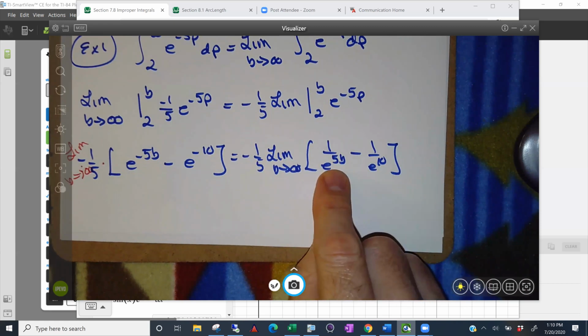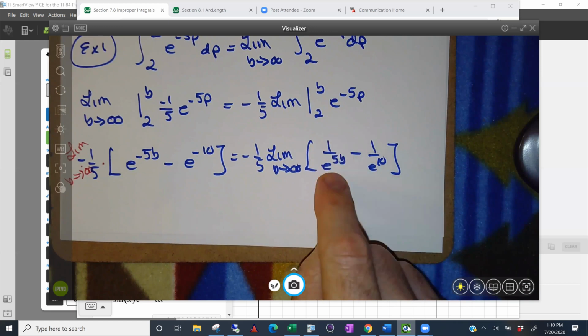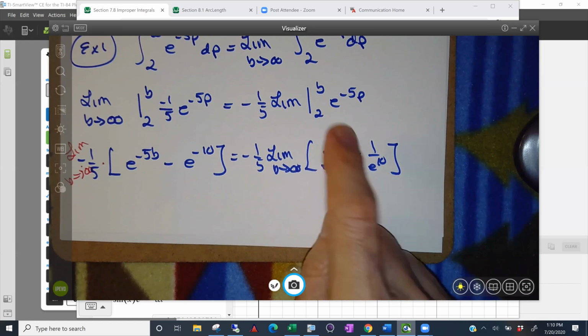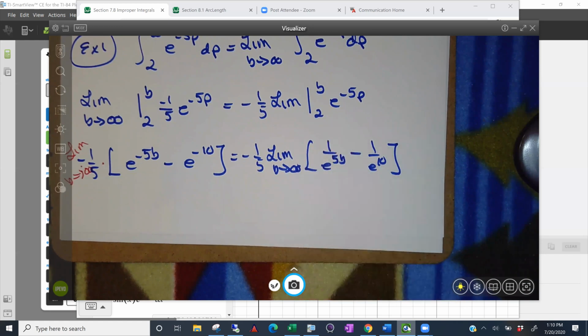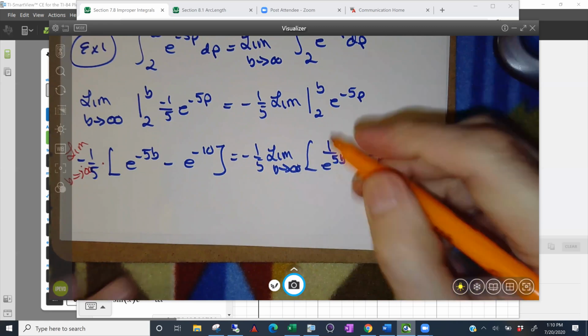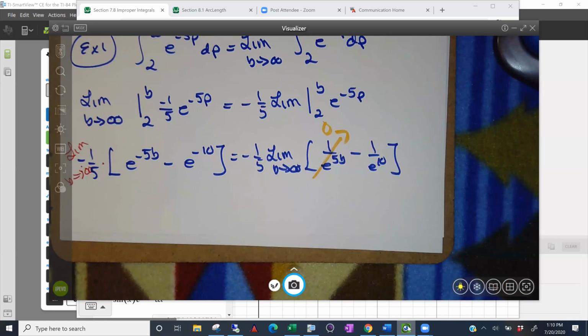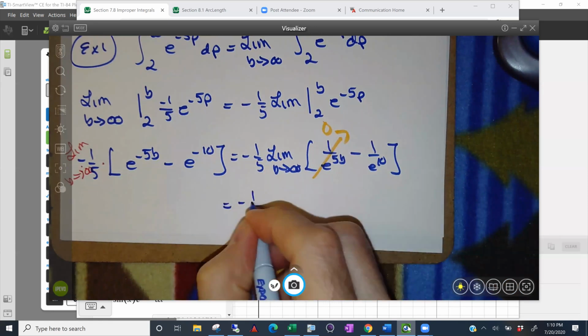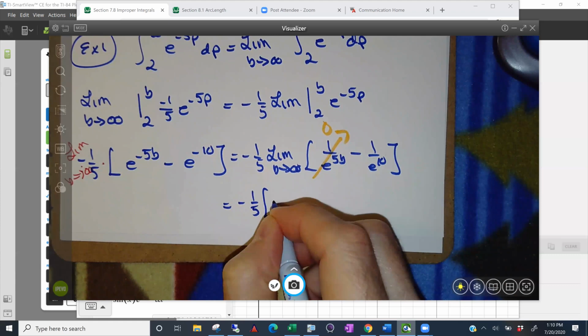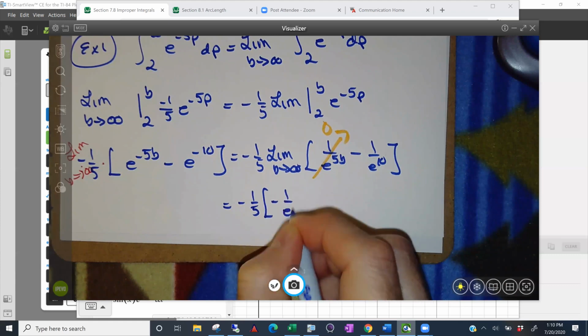Well, this term's going to get really, really large very quickly. And if I divide 1 by a term that's getting ever larger, where's this quotient going to go? 0. Good. So that goes to 0. And that gives me negative 1/5 times negative 1 over e to the 10.